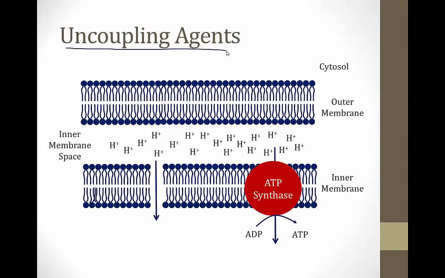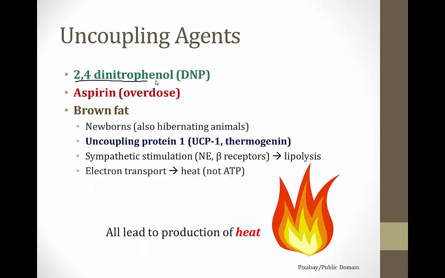Now let's talk about uncoupling agents, and the way I think of these is that they essentially poke a hole in the inner membrane so that all those protons leak back out and they can't be used by ATP synthase to generate ATP. 2,4-dinitrophenol, or DNP, is used in research labs to uncouple oxidative phosphorylation. You can also uncouple oxidative phosphorylation if you take an overdose of aspirin. Patients who overdose on aspirin often have a fever, and the reason they have a fever is because you have uncoupled oxidative phosphorylation and all those hydrogen ions that are leaking out are generating heat.